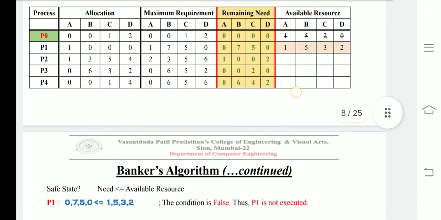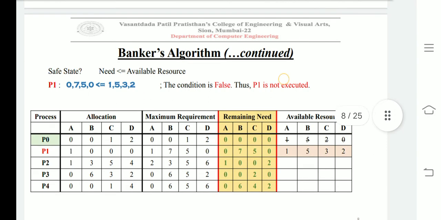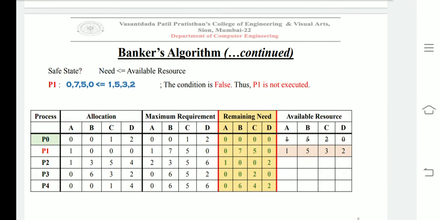Now I am proceeding with P1, that is process 1. Again we will use the same formula: need is smaller than or equal to the available resource. What is the need of P1? 0, 7, 5, 0. Is it smaller than or equal to the available resource? You can see here the updated available resource is 1, 5, 3, 2, so we need to use this particular value and not the initial value. We find that the condition is false.